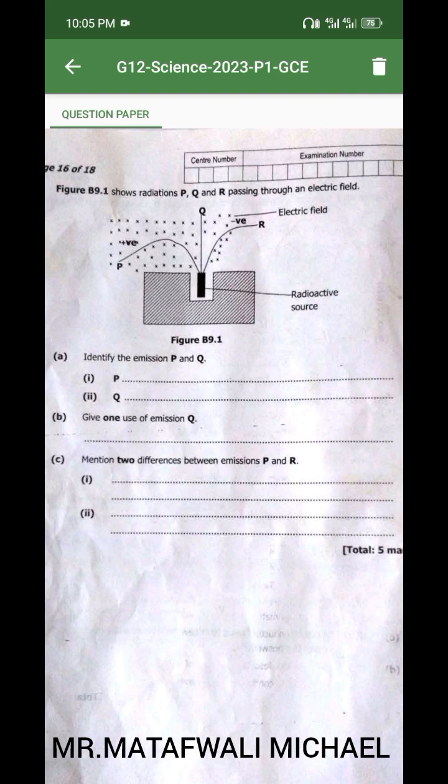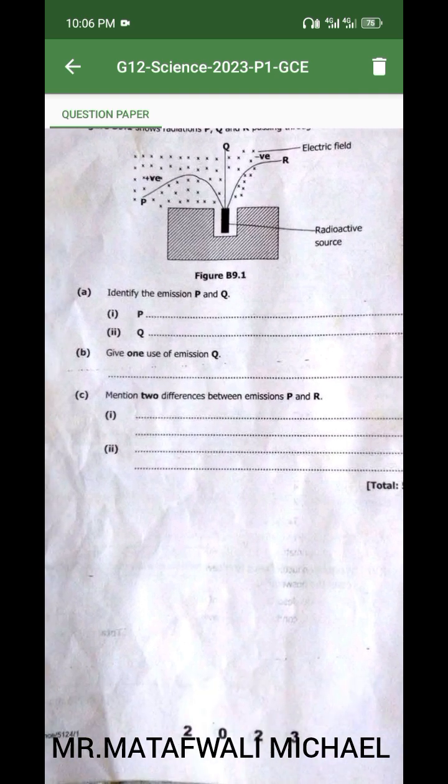So P is an alpha emission, whilst Q is a gamma emission, because we are able to see Q is not deflecting, and the one which does not deflect in an electric field and magnetic field is the gamma emission.